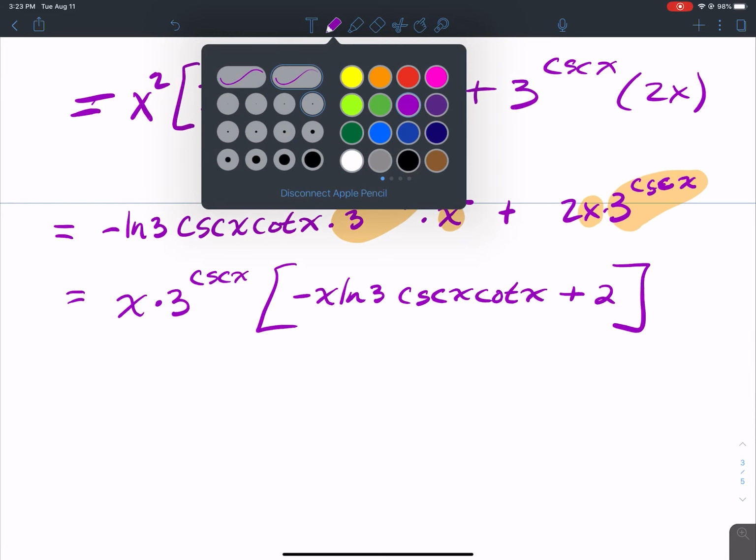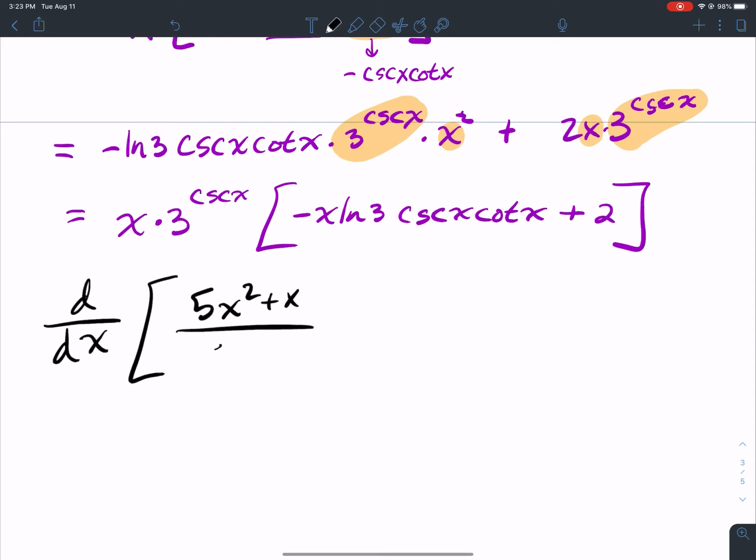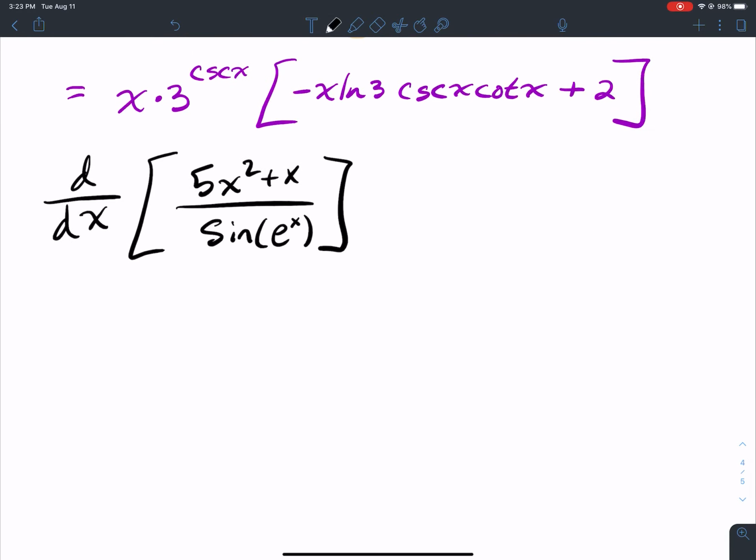All right, last one here. I'm going to take the derivative. Let's do a quotient rule for this one. So let's take 5x squared plus x divided by the sine of e to the x. Okay? So here it looks like I've got a quotient rule. I'm dividing two functions, so quotient rule. But not only do I have a quotient rule, I've got sine of something, so that's going to apply a chain rule there. So let's do it.